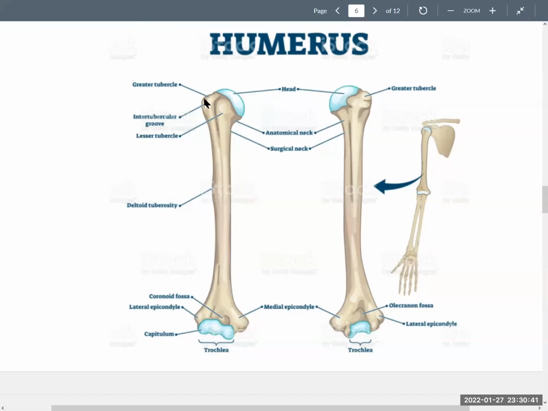In between the greater tubercle, which is the most lateral one, and the lesser tubercle is a groove. This is the intertubercular groove. It's just big enough to lay a pencil in.